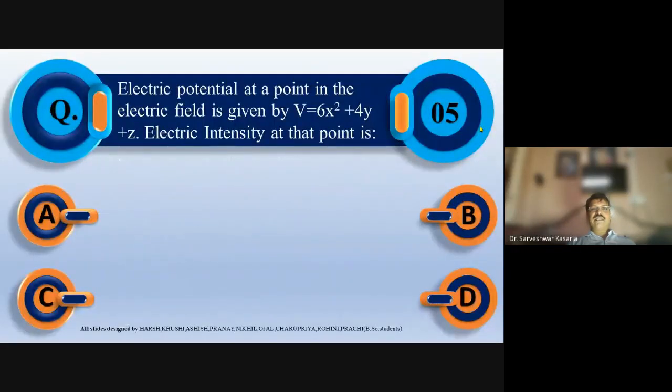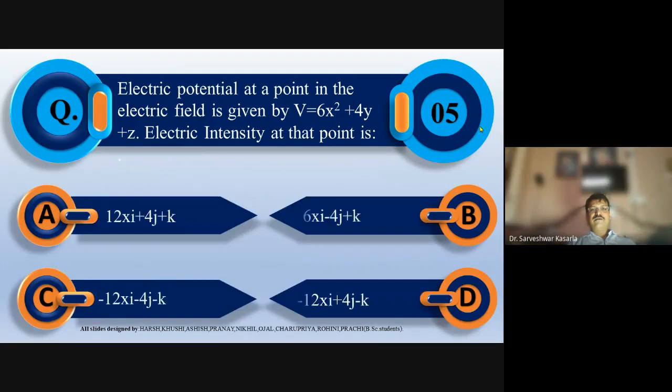Electric potential at a point in the electric field is given by V equals 6x square plus 4y plus z. The electric intensity at that point is? So these are the options. Your time starts now. Here we use the concept of electric potential. Electric potential is nothing but the work done in bringing a unit positive charge from infinity to that particular point where the intensity is given.